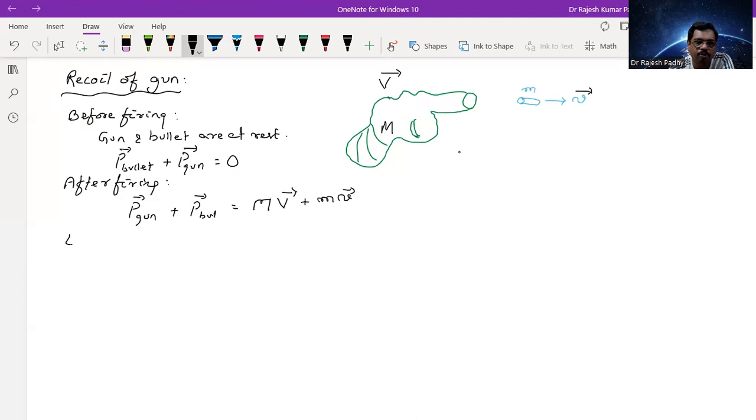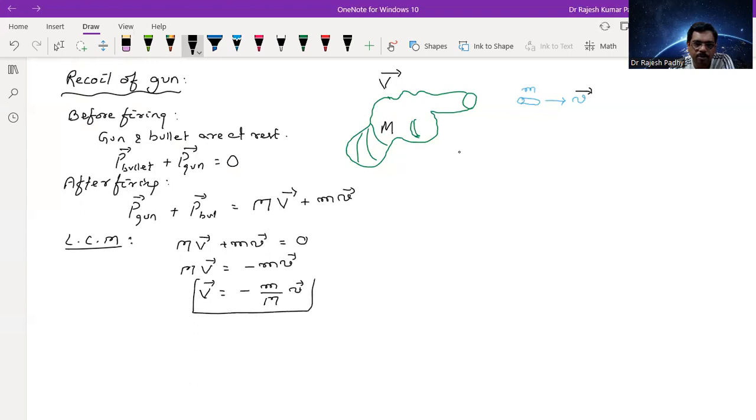Now, according to law of conservation of linear momentum, the total momentum must remain same. Hence, momentum after firing, capital M capital V plus small m small v, must be equal to 0. Or capital M into capital V must be equal to minus small m into small v, or capital V is equal to minus small m by capital M into small v. This is the required expression.